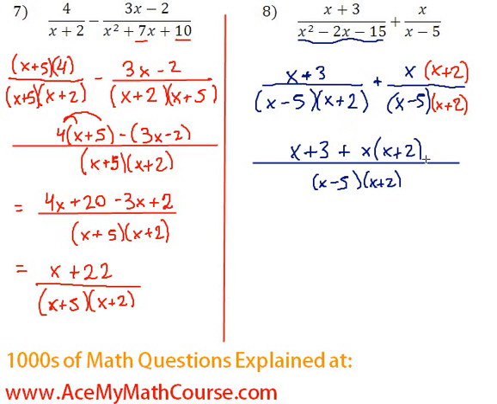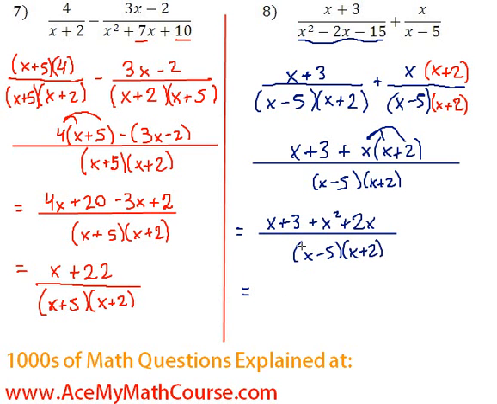Usually I like to see brackets around this, but since we're adding and there's nothing in front here really, I'm just going to leave it like this. But if you wanted, you could actually have brackets around it. Anyways, so let's continue. So we still have on top the x plus 3, and now I can distribute the x. So x times x, x squared, and x times positive 2, just 2x. And down at the bottom we still have x minus 5 times x plus 2.